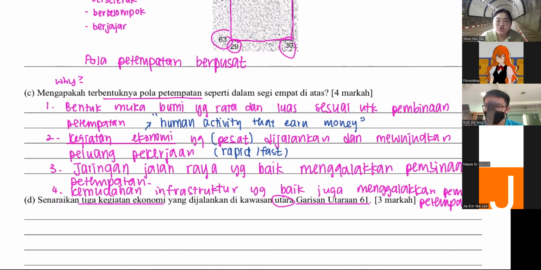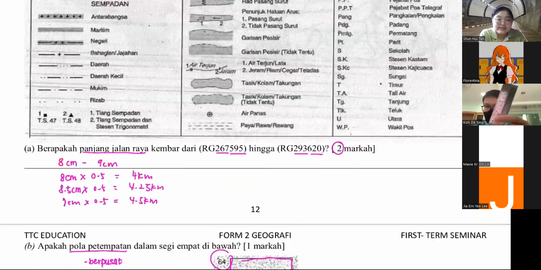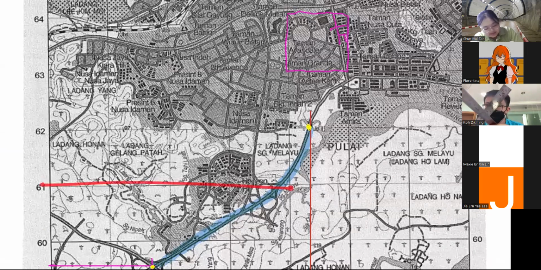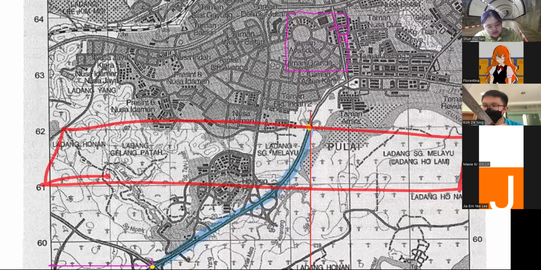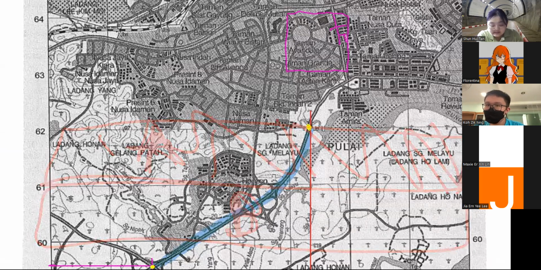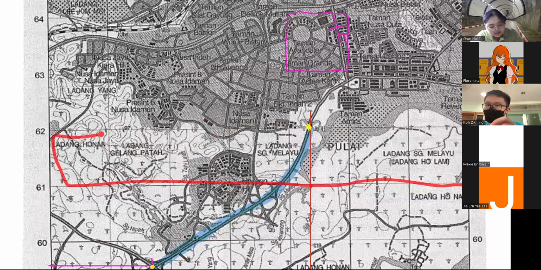Now, they said 3 human activities in the north of garisan 61. So let's look at 61. Garisan 61 means this line. And then they want utara. Utara is the north. Here is the north, or B is the north? Which part is the north, A or B? Of course, A is the north, on top here. So they ask you in this area, what kegiatan ekonomi you have?